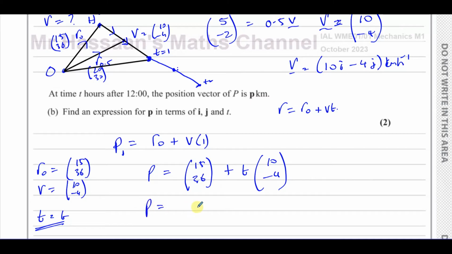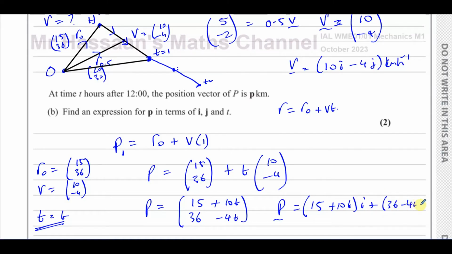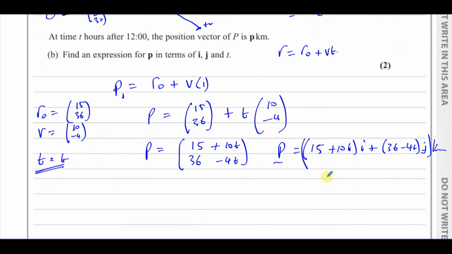So we can now rewrite this in the form that they want. I'll write this first as 15 plus 10t i and 36 minus 4t j. So in the form that they want, you have (15 plus 10t)i plus (36 minus 4t)j, and that's in kilometers. That's the position vector of P at any given time t. I like to use it in this form. That's how you should write the answer in this question, because they said in terms of i, j, and t.